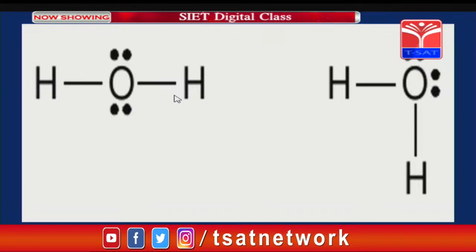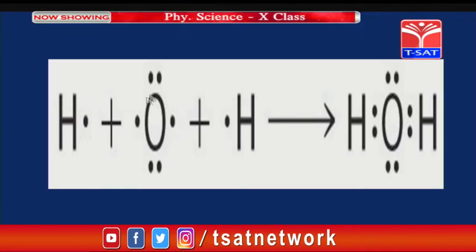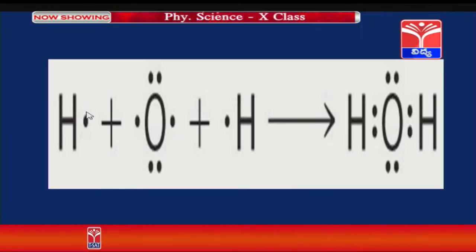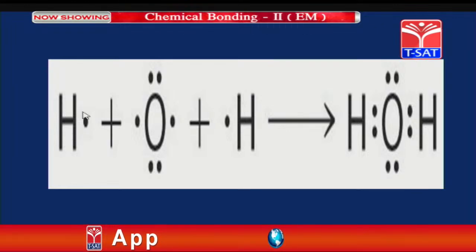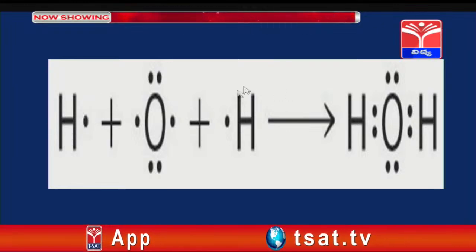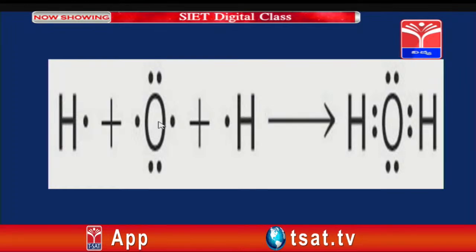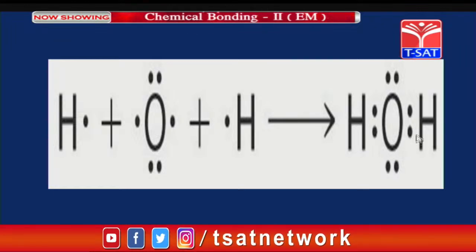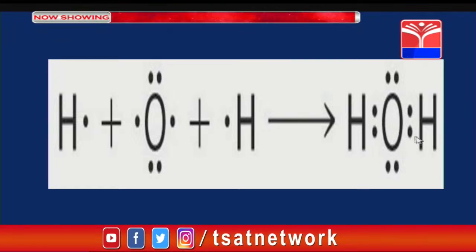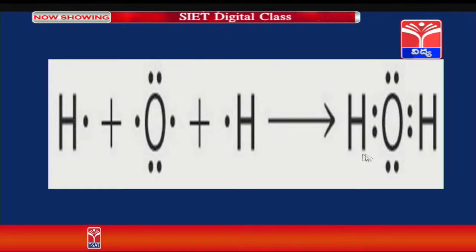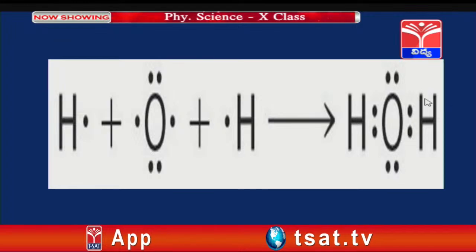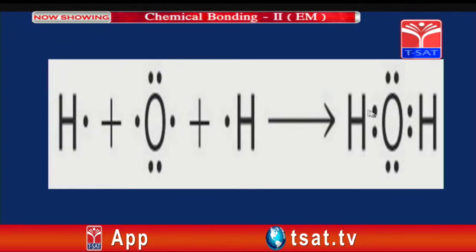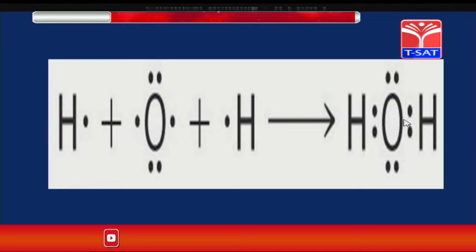So oxygen requires 2 more electrons to attain octet configuration. Hydrogen is contributing 1 electron, and another hydrogen is contributing 1 more electron, and thus oxygen is sharing 2 pairs of electrons with 2 hydrogen atoms. So a single bond is formed between hydrogen and oxygen here, and another single bond is formed between hydrogen and oxygen here, and thus a covalent bond is formed between hydrogen and oxygen.